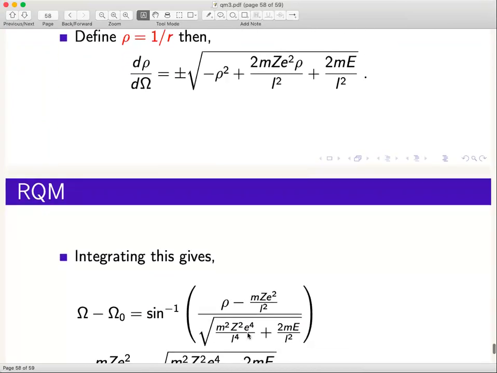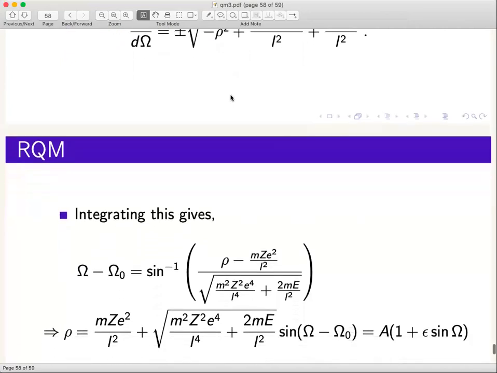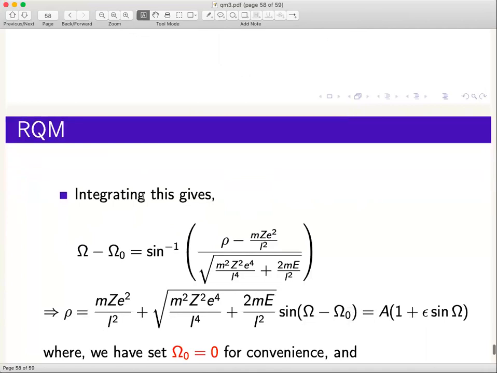First thing is that you can just take this and integrate. If you integrate this, then you get the answer, which is something like this: omega minus omega naught is equal to sine inverse of rho minus m z e squared upon L squared, divided by this big square root.